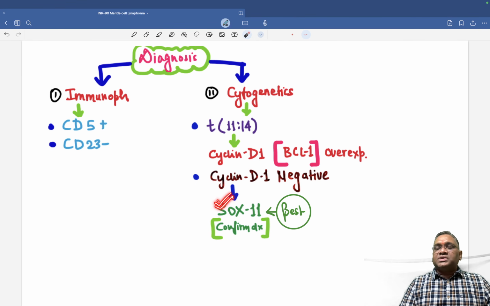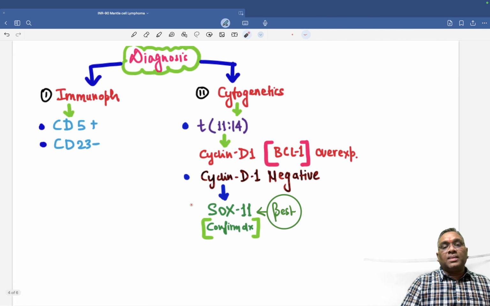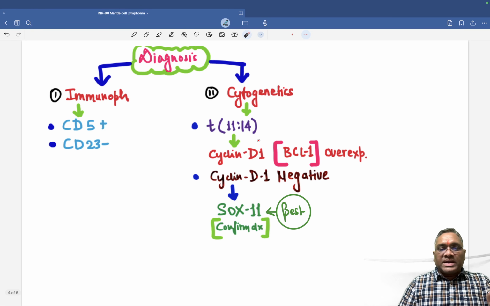SOX11 is a question which came three times in the INICET exam and one time in the DNB exam. So just remember, the examiner can repeat this question in your exam. So keep revising your topic, and you will get questions from here.